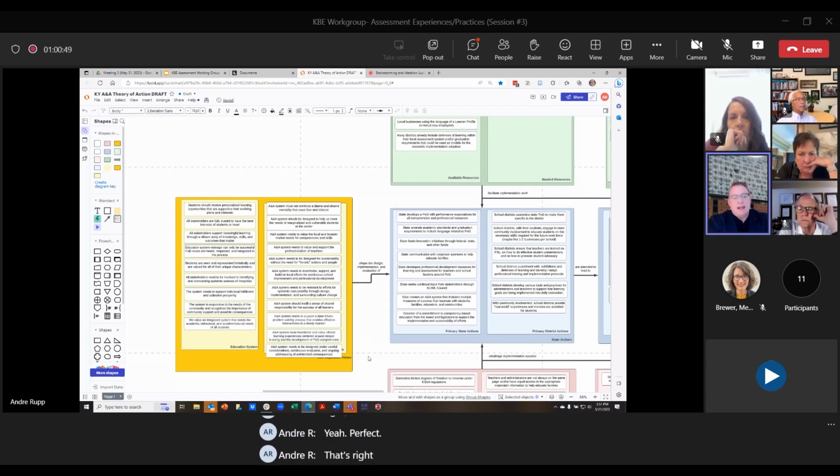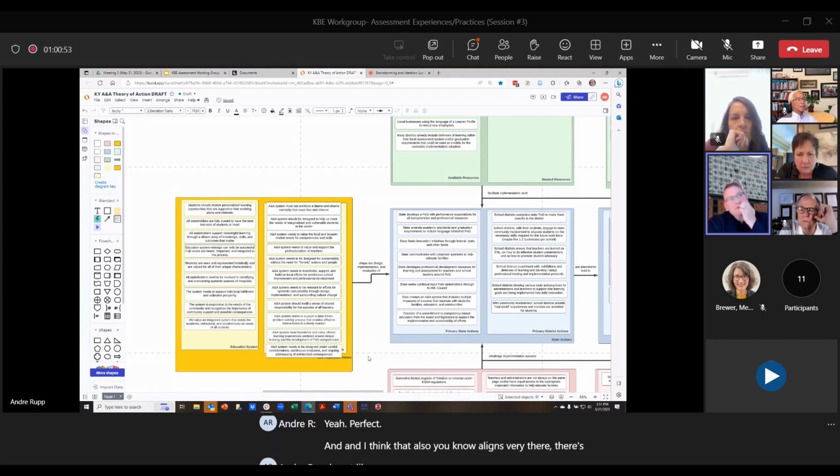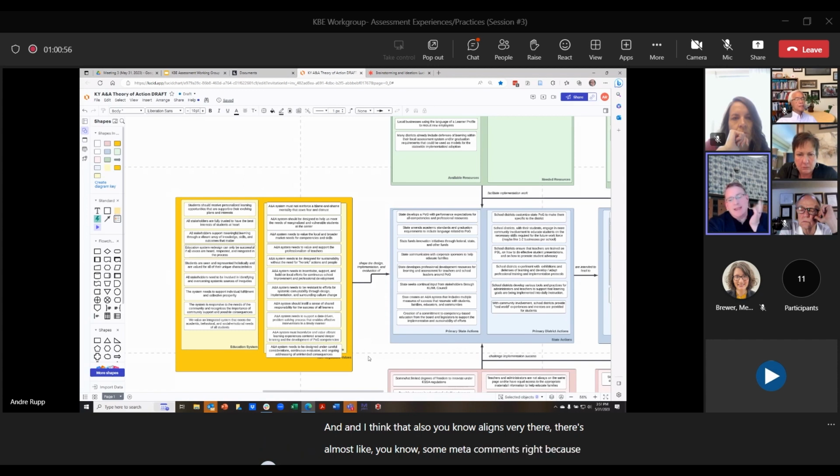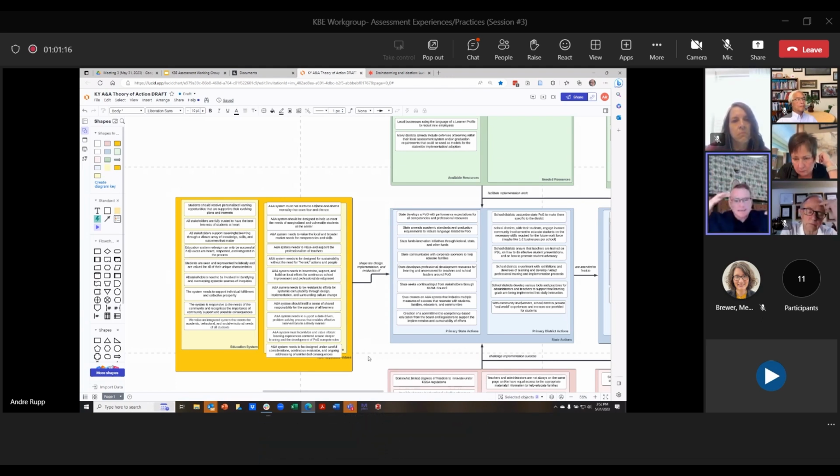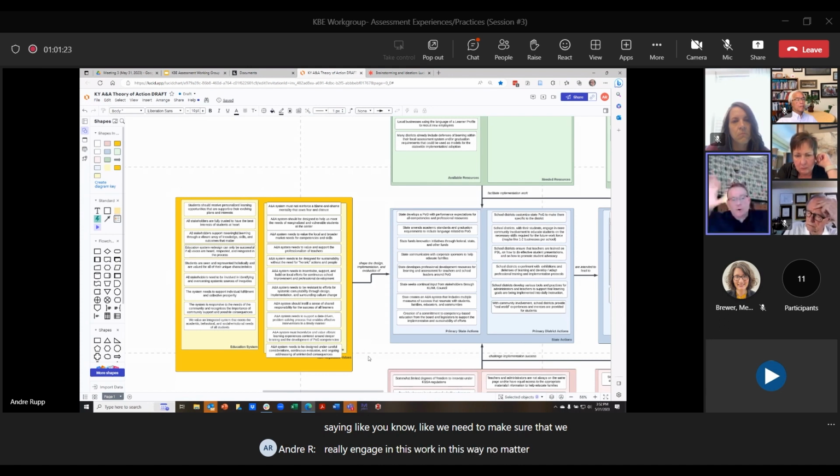That's right. And I think that also aligns. There's almost like some meta comments, right? Because this is true for the ANA system, it's true for the vibrant learning experiences. It's true for the accountability, right? So it's almost like there's this hierarchy in everything where you say there are these overarching mindsets and practices, which is also the entire process of inclusive co-design, but then around that, maybe some specifics, saying we need to make sure that we really engage in this work in this way, no matter what component of the work we're doing.